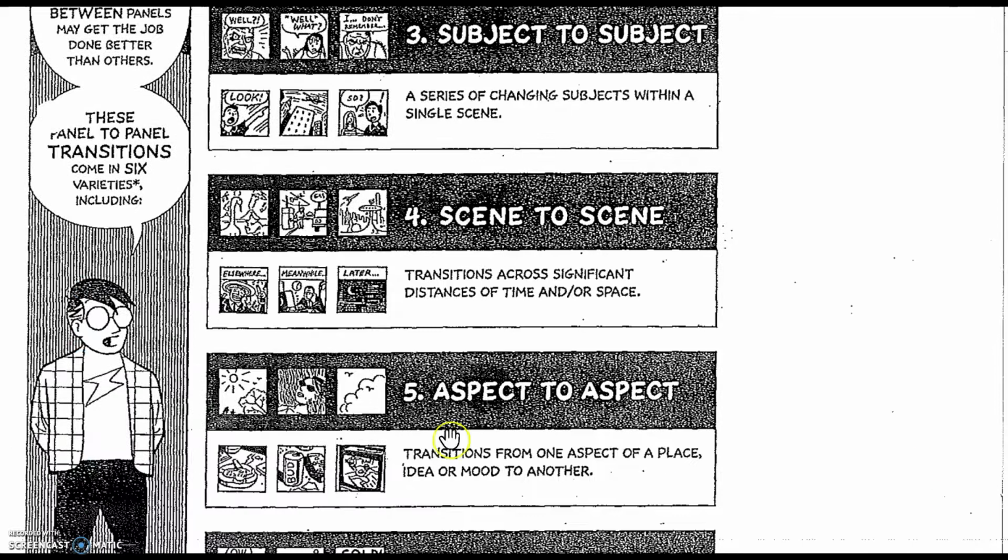This one is across distances of time and space. So you've got the dinosaurs, you've got modern day, and you have the future. Scene to scene is showing you scenes across time and space. Aspect to aspect, well, here we've got the beach. So it transitions from one aspect of a place: the sun in the sky, a lady sunbathing, birds flying.